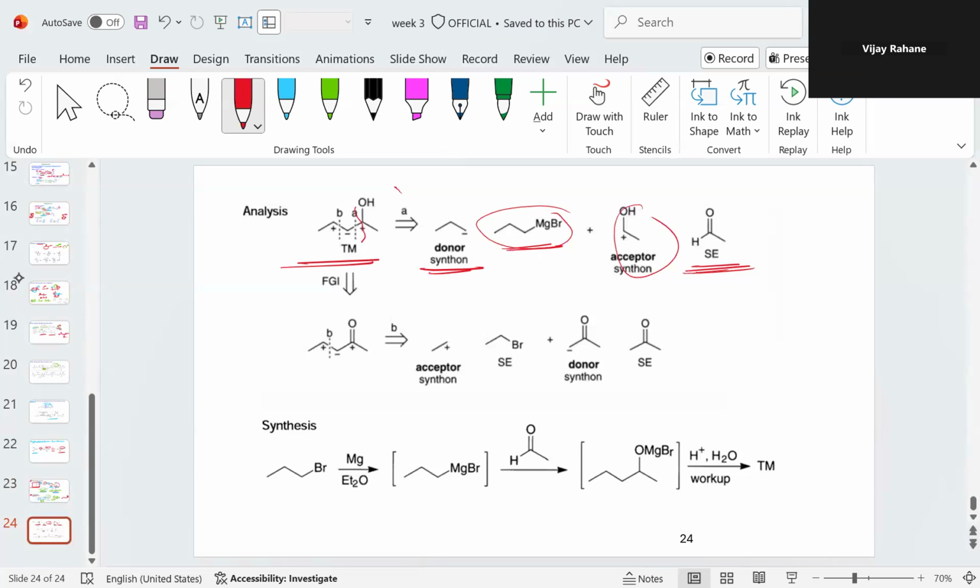One other possibility is that we can also do the disconnection on this B part. So here, the functional group inversion. This B part can be disconnected.